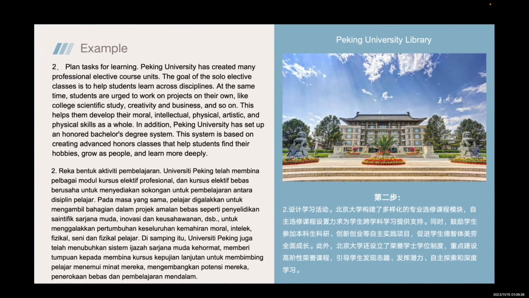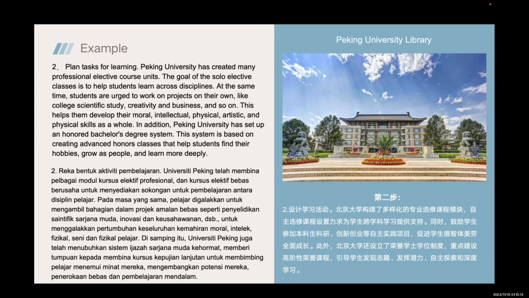And number two, plan tasks. Plan tasks for learning. Peking University has created many professional elective course units. The goal of the elective classes is to help students learn across disciplines. At the same time, students are able to work on projects on their own, like college scientific study, creativity, and business, and so on. This helps them develop their moral, intellectual, physical, and artistic skills as a whole.